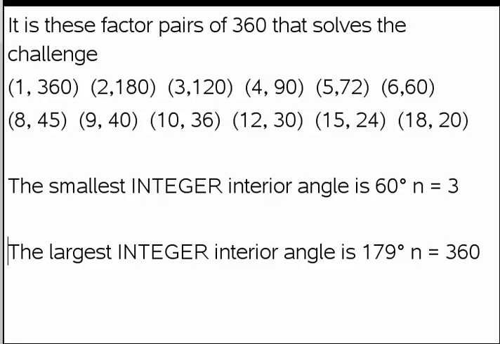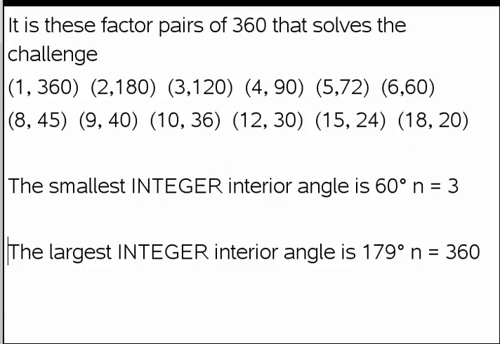Okay, these are the factor pairs of 360 in their full glory. The smallest integer interior angle is 60. That's what happens when you have the smallest number of sides that actually creates a regular polygon. The smallest number of sides that creates a regular polygon is 3. If we think about the largest integer interior angle that could possibly exist, it would be 179 degrees.